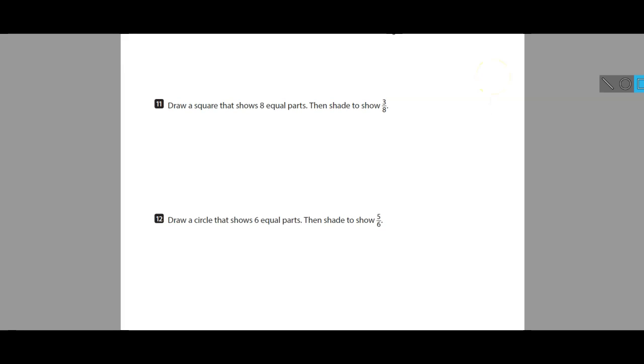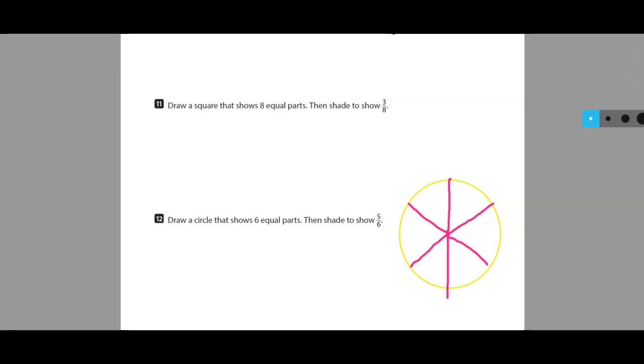And then this says to draw a circle. 6 equal parts. What I like to do is make an upside down Y to the center and then out like this, out like that, out like that. And then shade in 5. Yes, no?